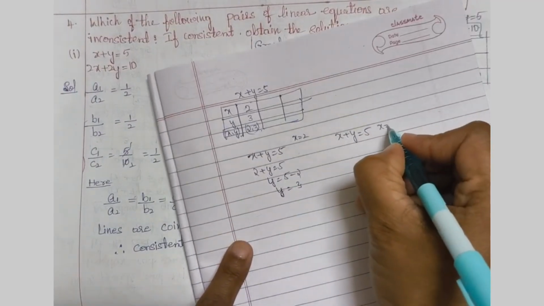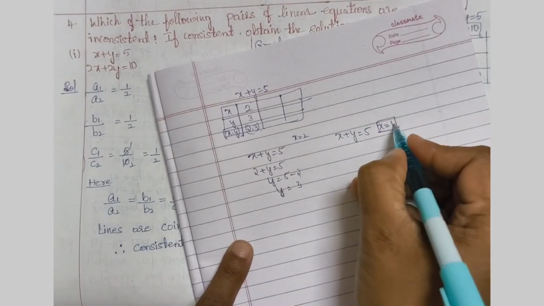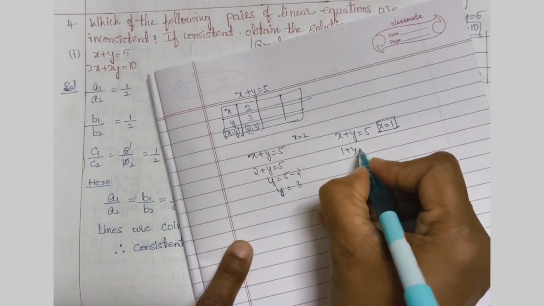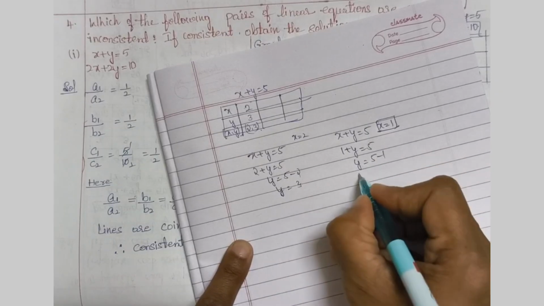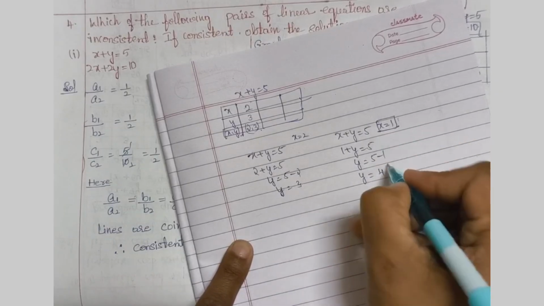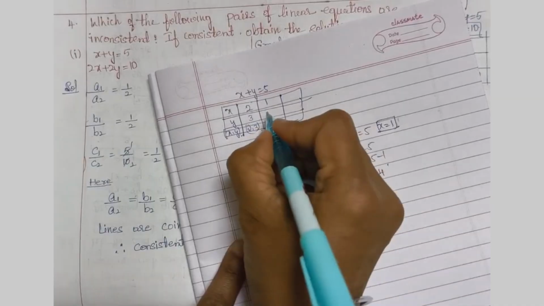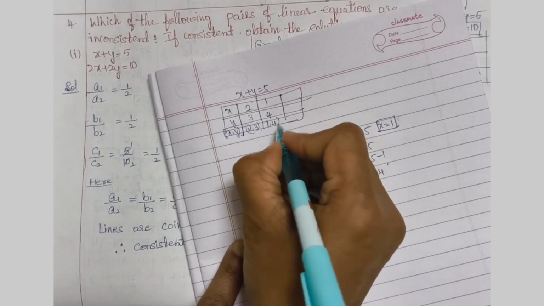So which x value am I taking? Take 1. You have to do the solution. The x value is 1: 1 plus y is equal to 5. So y is equal to what? 5, take that to the other side, minus 1. Y is equal to 4. So x value 1 means the y value is 4. So (1, 4) will come.